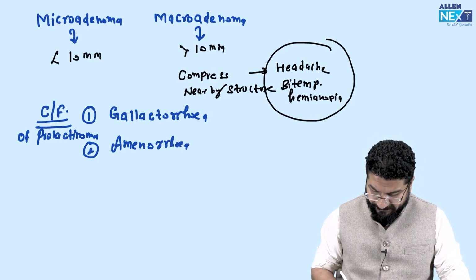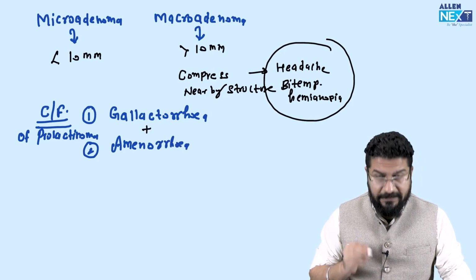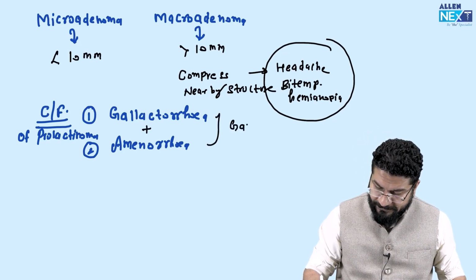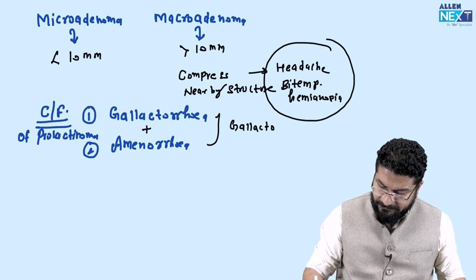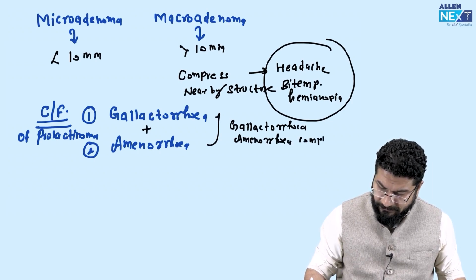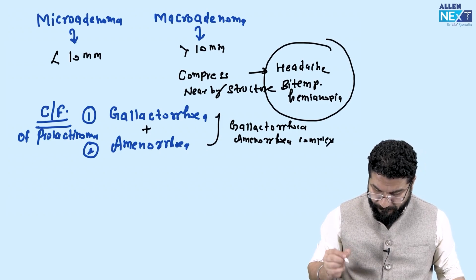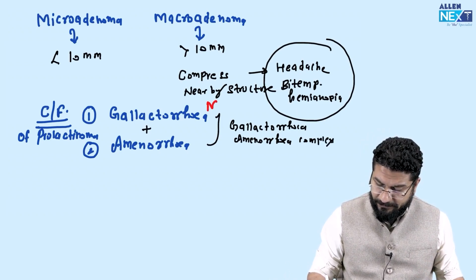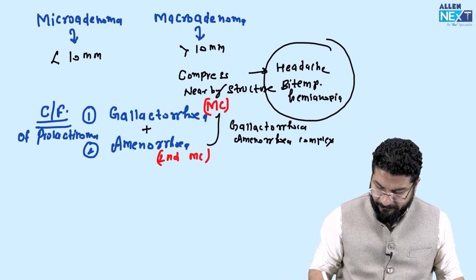So remember, most patients will have the galactorrhea-amenorrhea complex. Most patients present to you with galactorrhea-amenorrhea complex. Now there are some more details of this. The most common symptom of prolactinoma is galactorrhea, and the second most common symptom is amenorrhea.